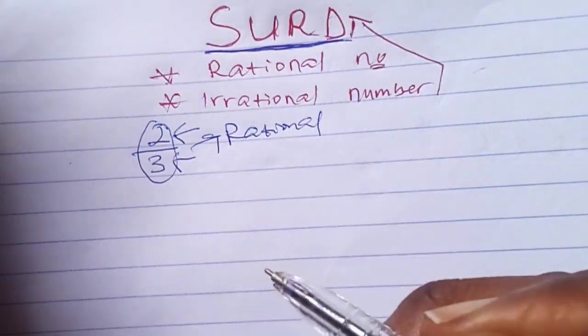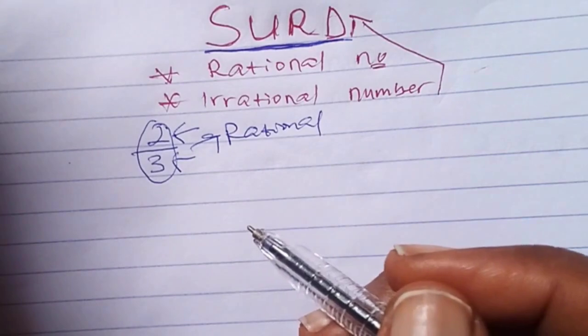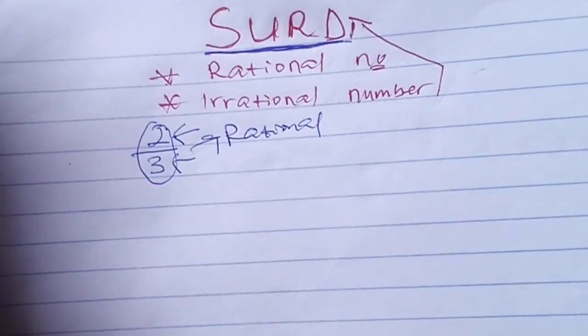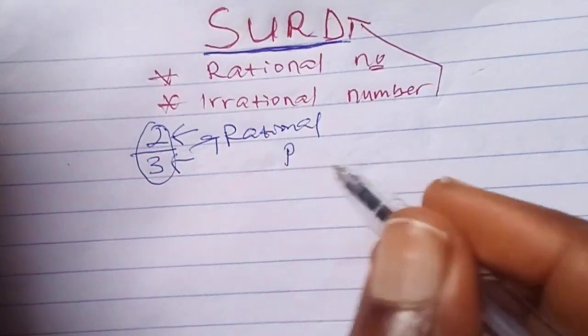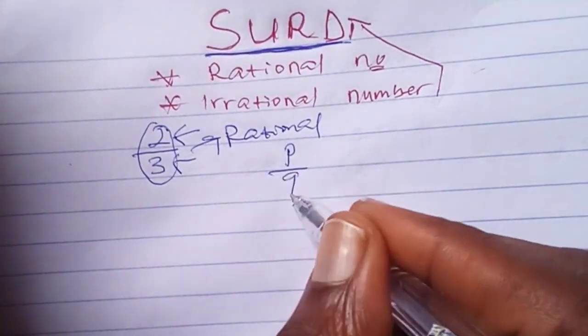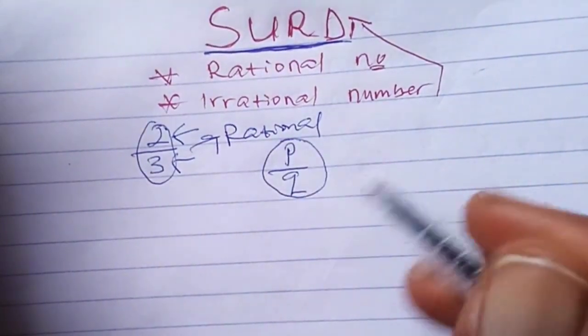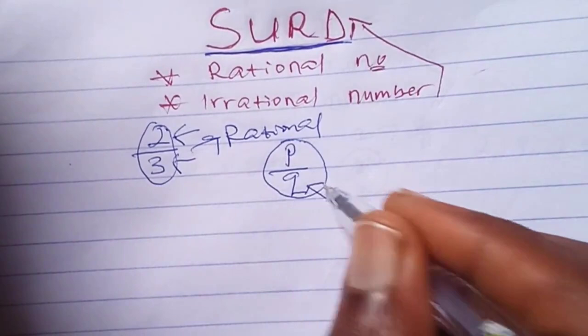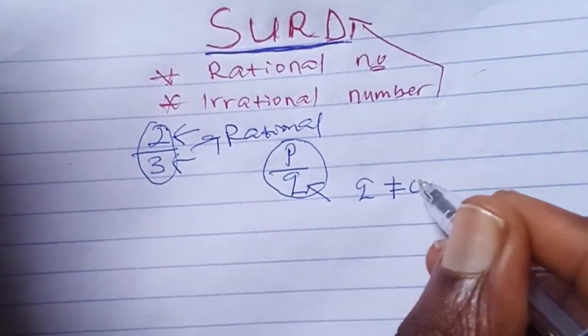One thing we also need to note about rational numbers is that their exact value is known. If two integers can be expressed in this form, we say it is a rational number, but the denominator must not be equal to 0. So q must not be equal to 0.